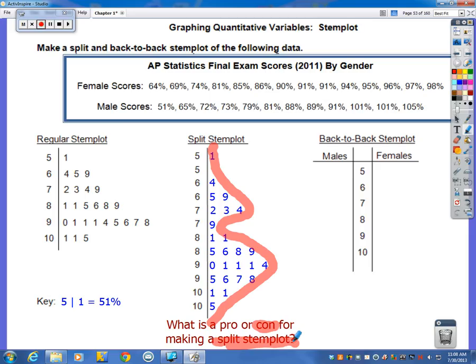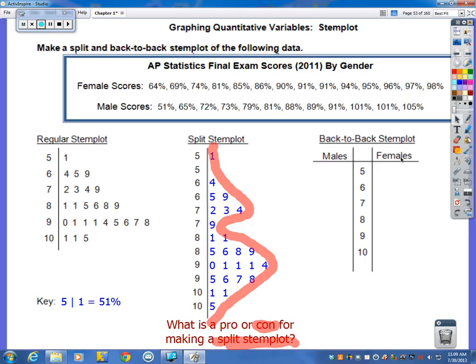If your data is small, if you don't have a whole lot of numbers, then you start to lose the idea of what the shape really is. So you might want to stick to just a regular stem plot. So a pro is, if you have a lot of data, use a split. If you don't have a lot of data, just use a regular stem plot.